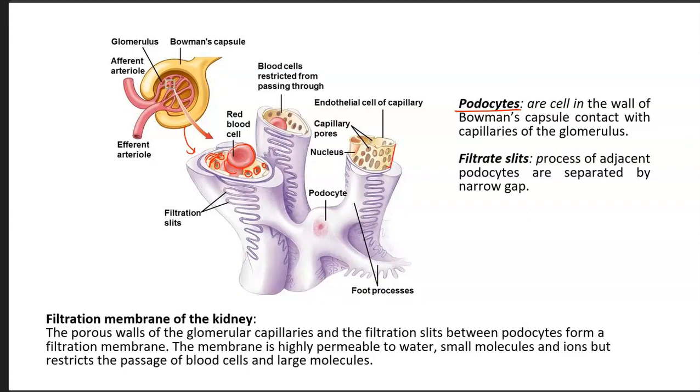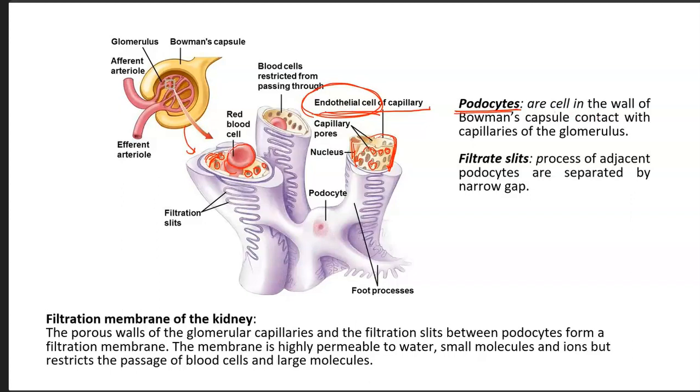If we look in detail into the wall of the glomerulus, as you can see, it has many pores. The wall of the blood vessels of the glomerulus is made up of cells. We call them endothelial cells. The cells lining the glomerulus are endothelial cells, and they are very porous.